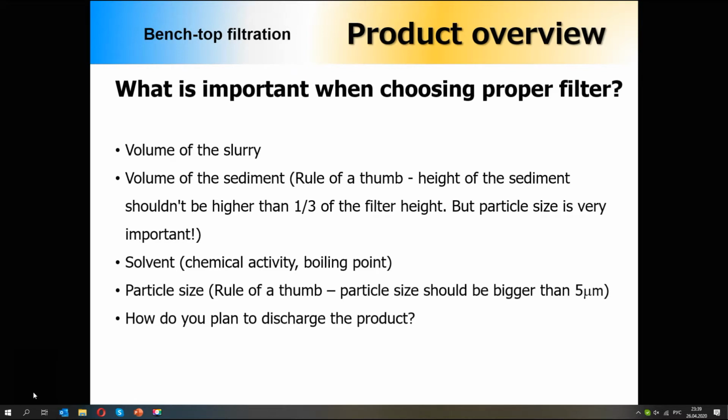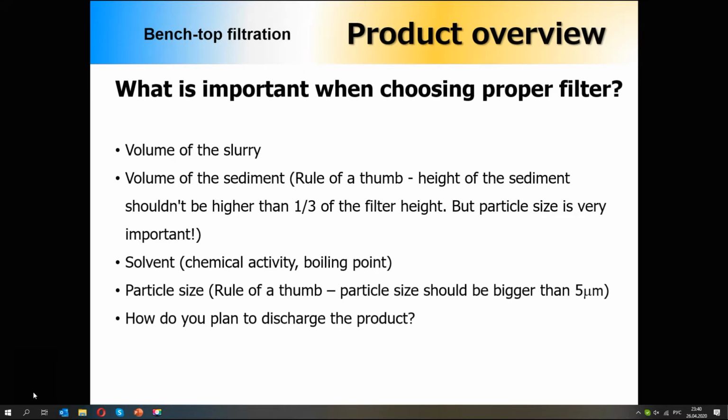Why do we need to know the boiling point? Because if you plan to do the hot filtration or drying after the filtration, it is pretty obvious that you need to know the boiling point, not to overheat it, and to be sure that you are heating it up to a proper temperature to evaporate the solvent. Particle size.